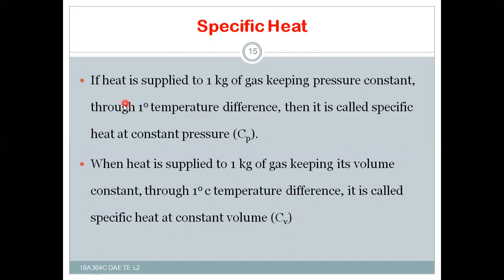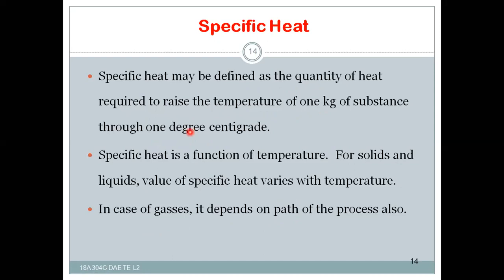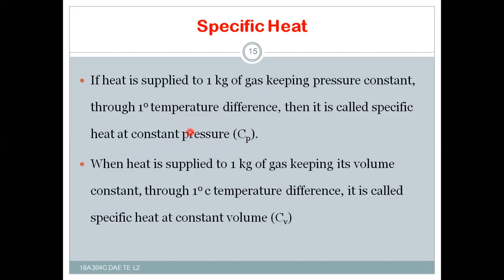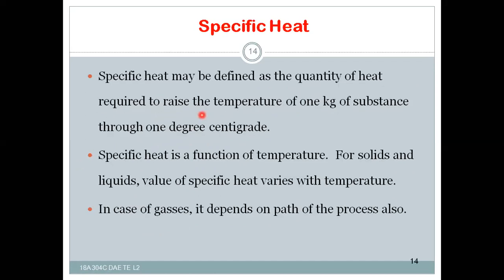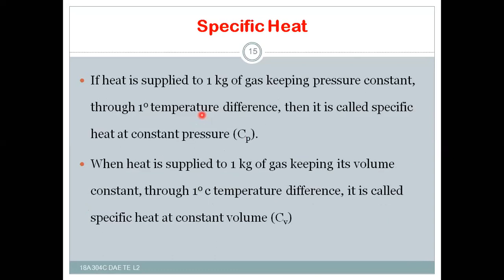Specific heat. If heat is supplied to 1 kg of gas keeping pressure constant through 1 degree temperature difference, then it is called specific heat at constant pressure. That means once again you can define this as the amount of heat, or the quantity of heat, required to raise the temperature of 1 kg of substance through 1 degree when the pressure remains constant, is called specific heat at constant pressure.